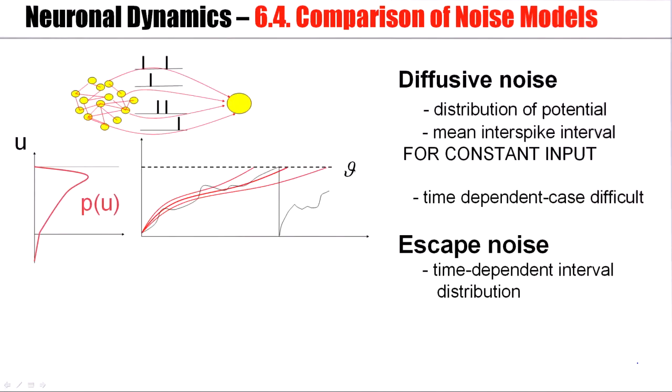And if a mathematical problem gets a name, that means it's difficult. Let me summarize the first part of lecture 6.4. For diffusive noise, we are able to calculate the distribution of membrane potential. We are able to calculate the mean interspike interval for constant input. But the time-dependent case is difficult. The advantage of an escape noise formulation is that we have access to the time-dependent interval distribution. Now the question arises whether the diffusive noise model can be approximated by an escape noise model. And that's the topic for the continuation of this lecture 6.4.